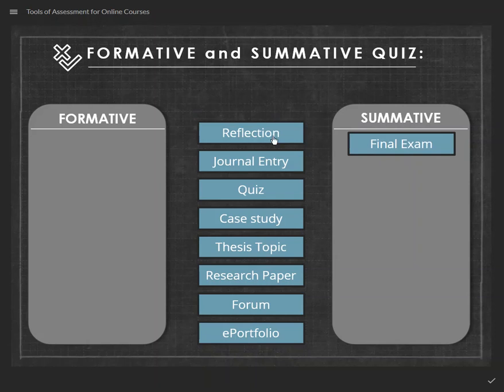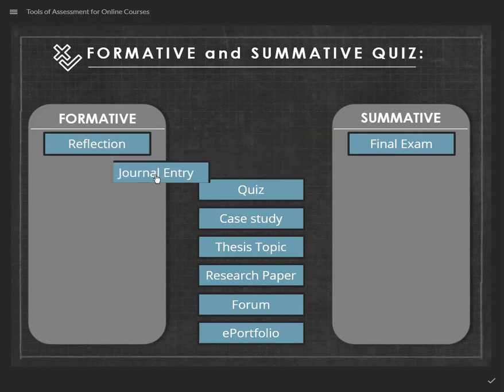What about a reflection? Formative. Formative. Okay. All right. What about a journal entry? I would say formative. Formative. Okay. What about a quiz? And we can come back to quiz. It depends. I know, right? Okay. All right. So maybe we'll hold off on quiz. What about a case study?